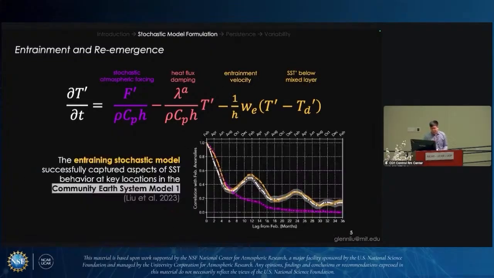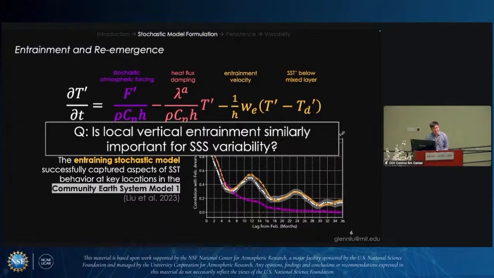And what I'm showing here is the persistence or autocorrelation function of SST anomalies. And you might notice that the white line, which is CESM1 with full ocean physics, is represented pretty well by a simple stochastic model of 3 terms in orange, suggesting that it's a pretty good representation for SST just considering these processes. But the question is, does this also apply for salinity as well?